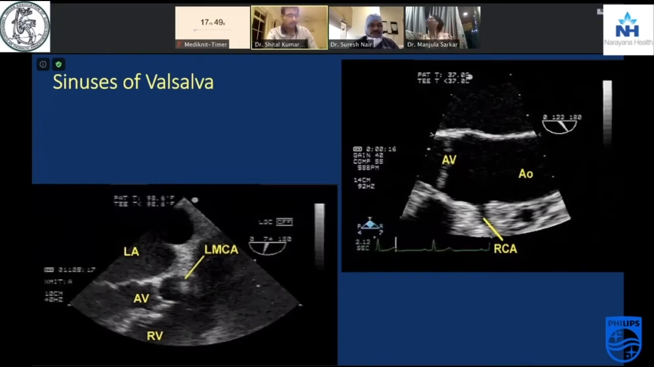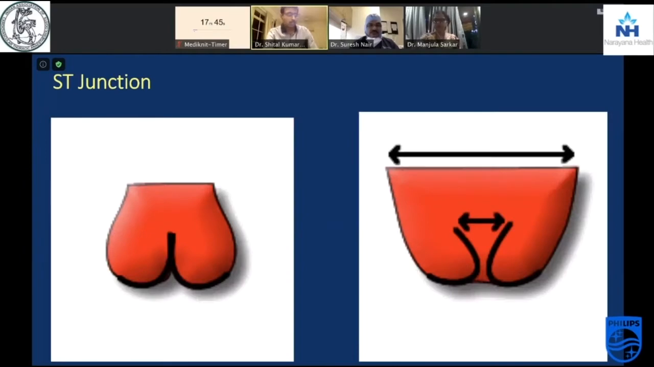There are 3 sinuses of Valsalva, which the previous speakers have all mentioned. The aortic valve cusps insert from the annulus to the sinotubular junction. So dilatation will cause the cusps to be displaced away from the center, causing loss of coadaptation, and hence AR, as we heard the previous speaker speaking on it.